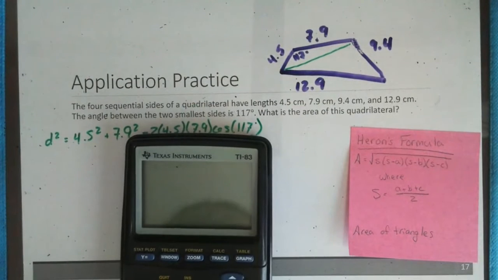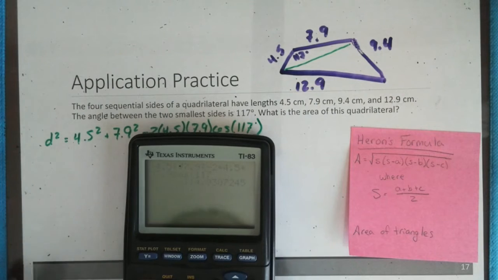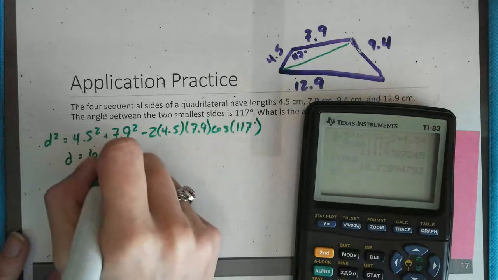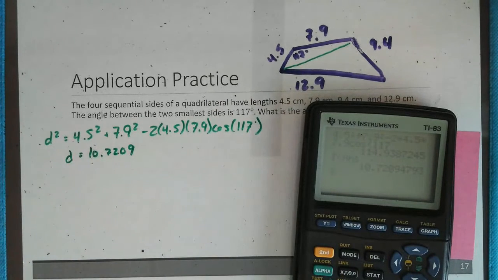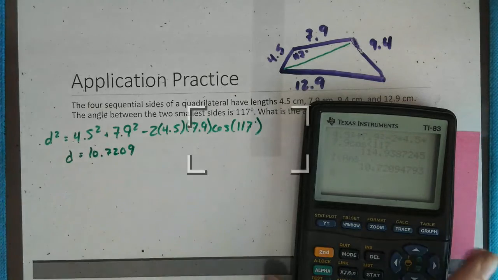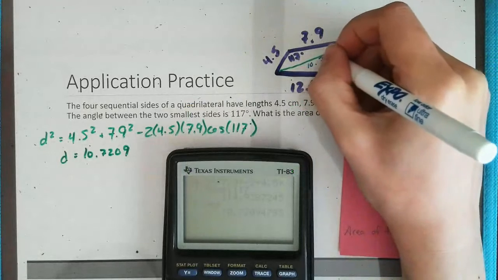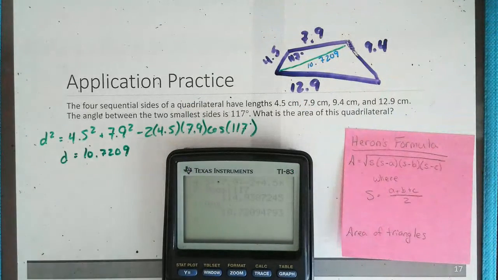4.5 squared plus 7.9 squared minus 2 times 4.5 times 7.9 cosine of 117. Square root that answer to give me my diagonal to be equal to 10.7209. So now that I have that length, 10.7209, I'm going to use this Heron's formula.